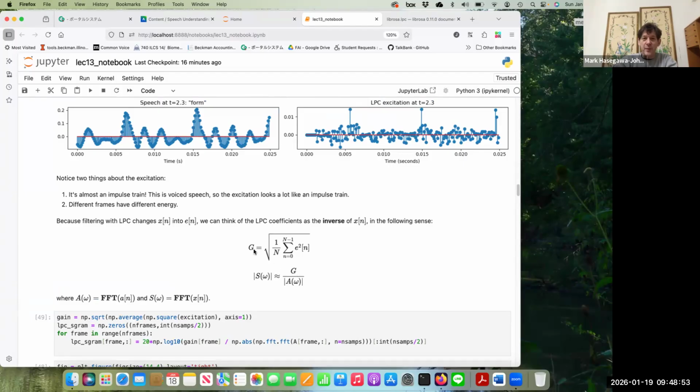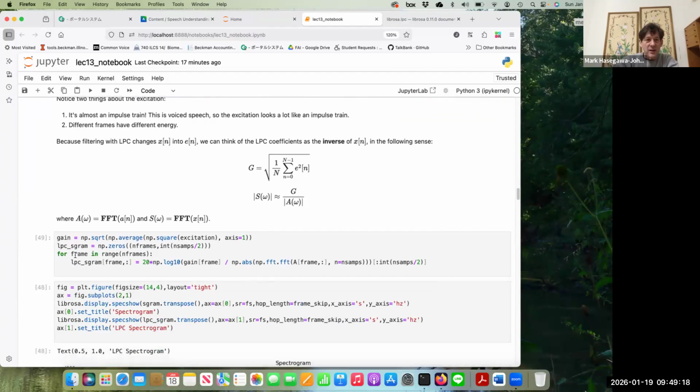We need to scale it by the root mean squared energy. So we take E of n, this energy, square it, add up all of the squared samples, average, and then take the square root. And that gives us the root mean squared energy of the excitation signal. We divide that by the Fourier transform of the LPC coefficients, and that gives us the speech spectrum. So let me actually do that.